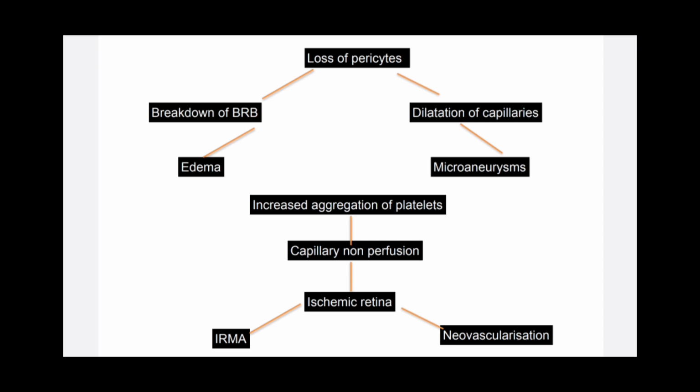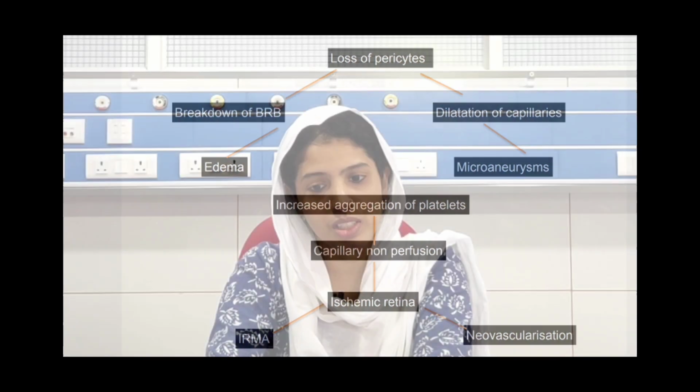Then there is dilatation of capillaries, which leads to microaneurysms, which are the earliest clinical manifestation of diabetic retinopathy. And there is increased aggregation of platelets and capillary non-perfusion, which lead to ischemia. Ischemia will lead to neovascularization, which will lead to complications like vitreous hemorrhage.